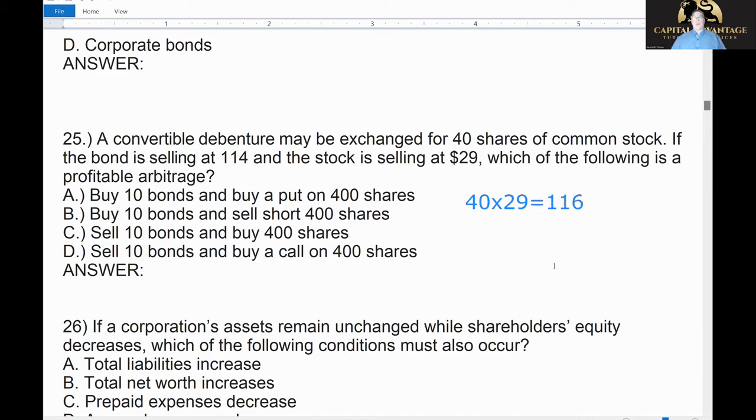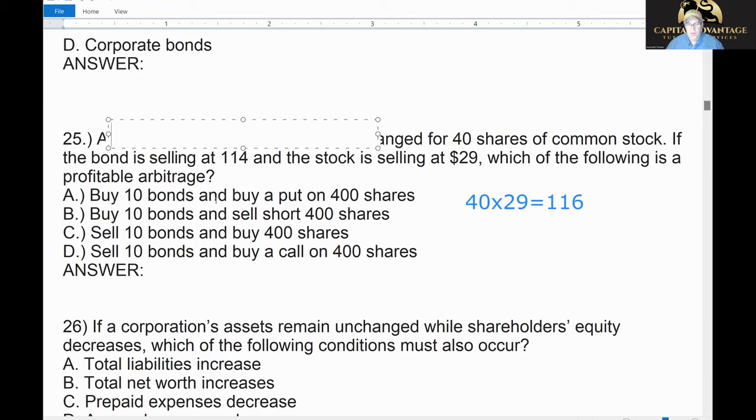Okay. So now we can compare. If I sell it, I get 1140 or 114. And if I convert it, I get 1160 or 116. So I'm going to go with the convert every time. Now they're not actually asking that. And in reality, they could have crossed out this whole top and just left this word, profitable arbitrage.